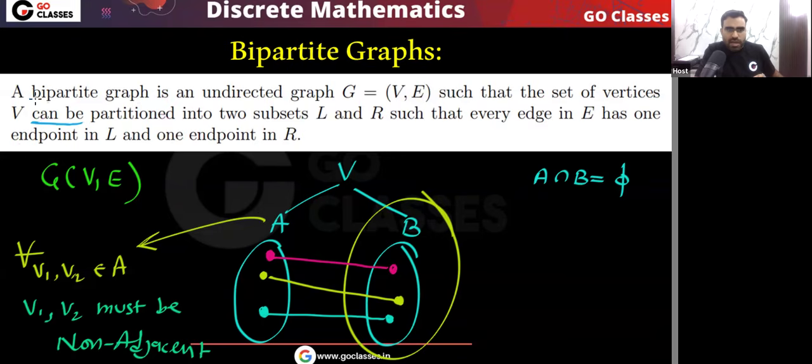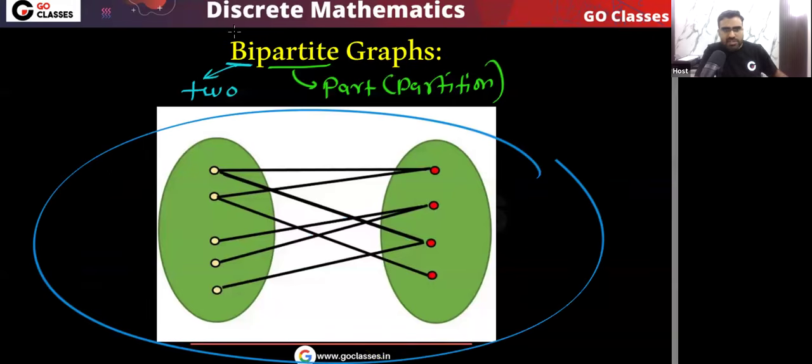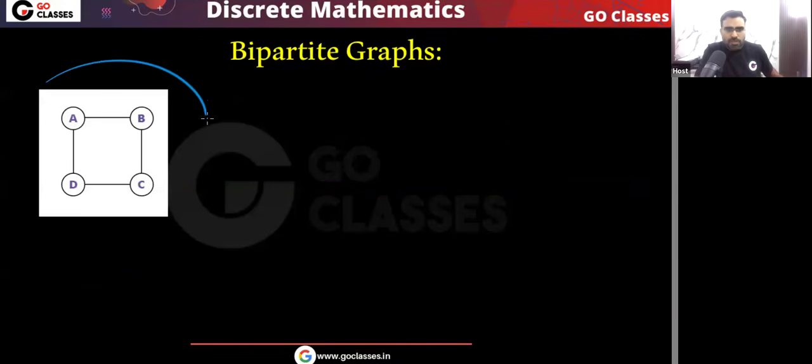So read the definition. A bipartite graph is an undirected graph G(V, E) such that the set of vertices can be partitioned into two subsets L, R, such that every edge has one endpoint in L, another endpoint in R. So this type of graphs are called bipartite graphs. For example, consider this graph. Is this a bipartite graph?